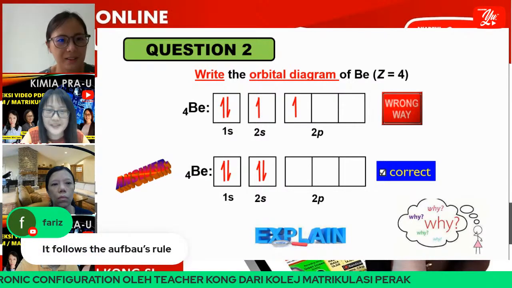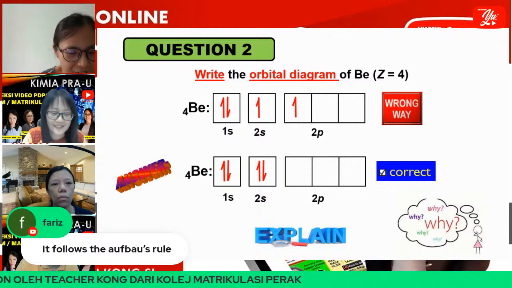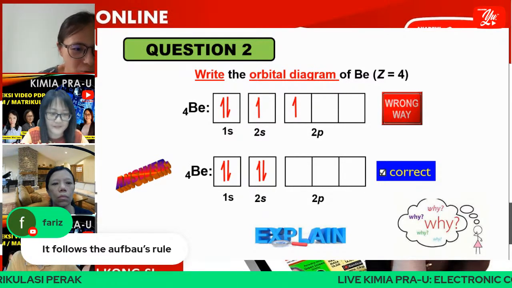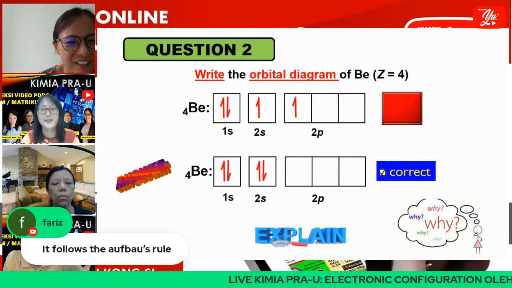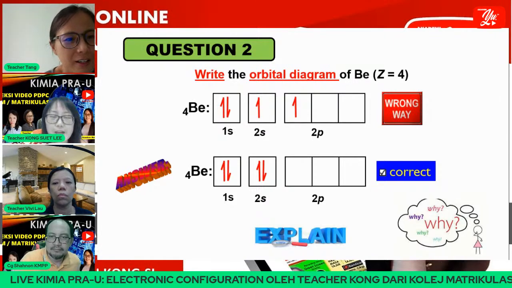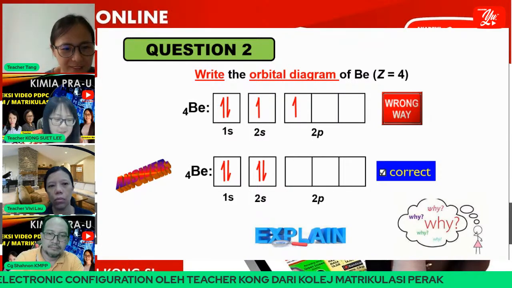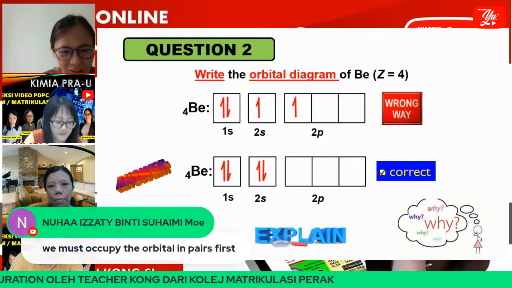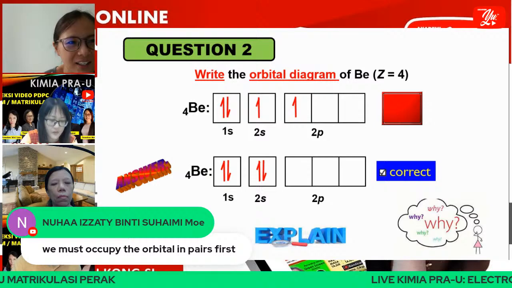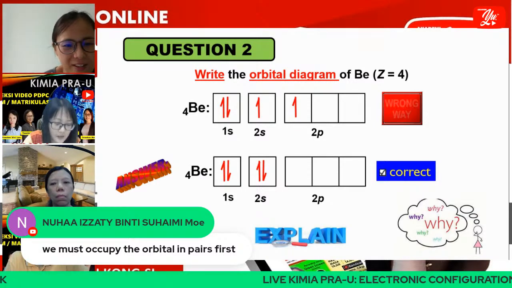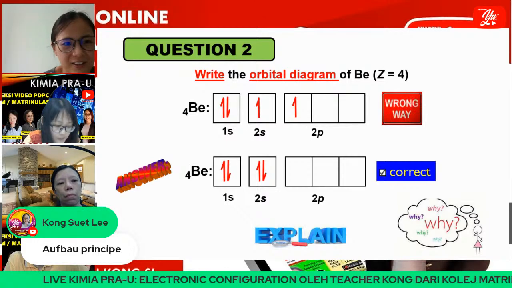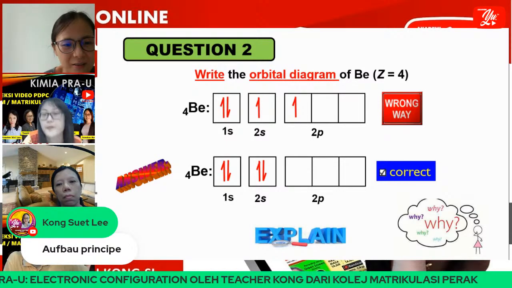Teacher Tang, any answer from the students? Faris said that it follows the Aufbau rules. Others' answers? Maybe they are still writing. Izzati said that it must occupy the orbital in pair first. Just now Faris gave the answer, follow the Aufbau rules, and then Izzati said must occupy the orbital in pair first.